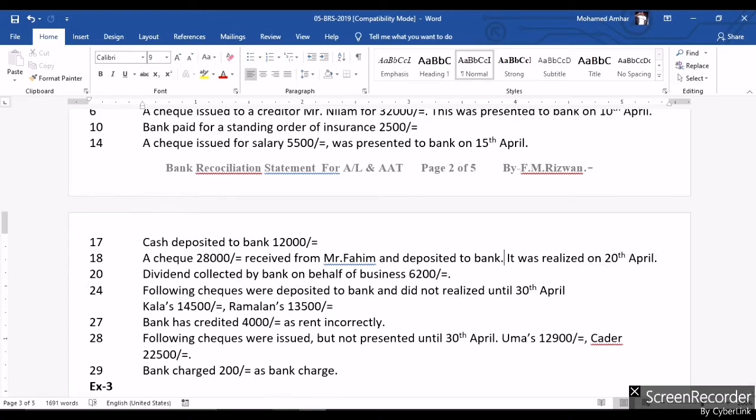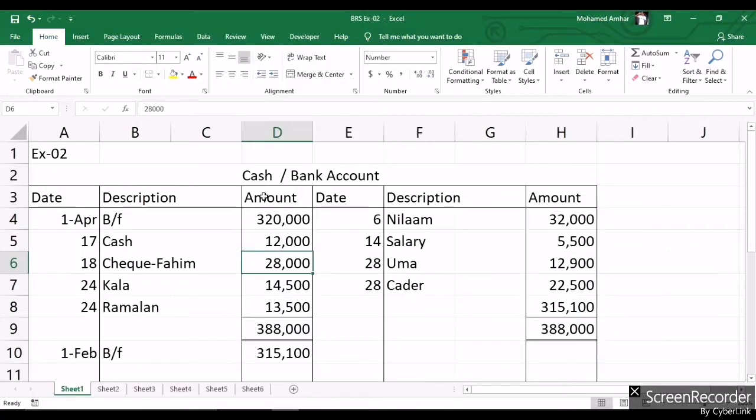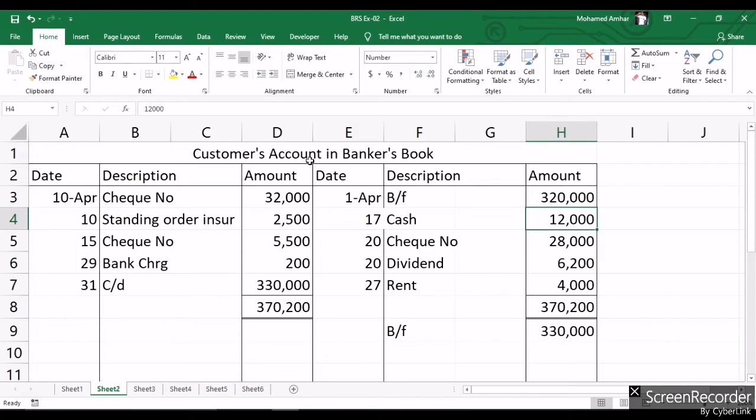So if you see the customer's account that is maintained by the bank, it was here that it is realized on 20th. The check number and amount is 28,000. Right.